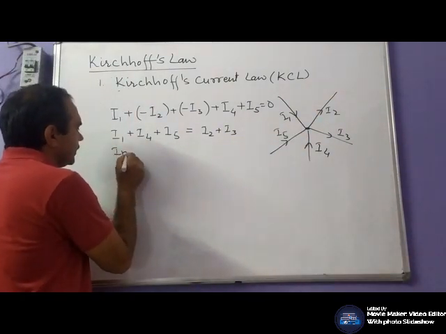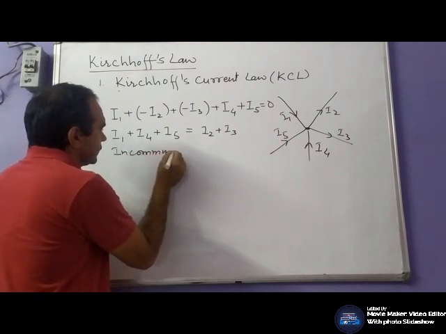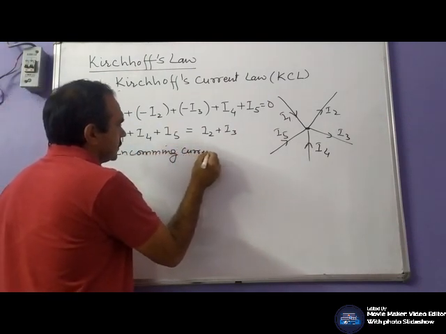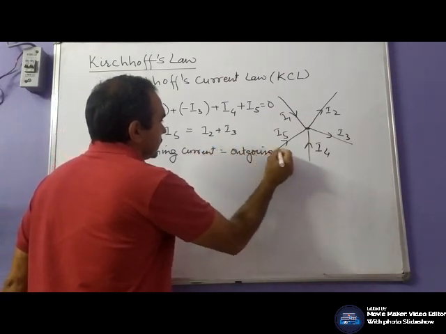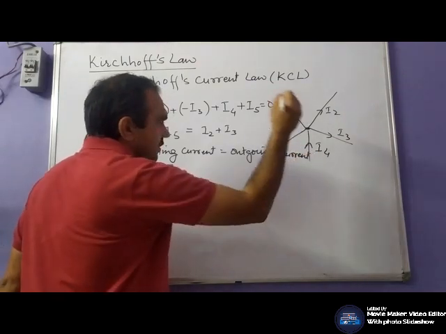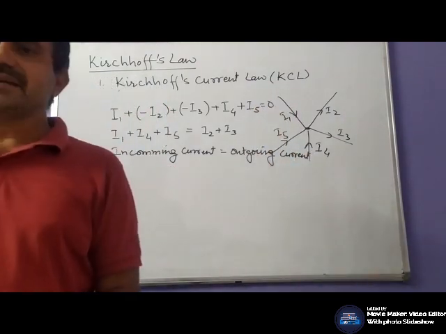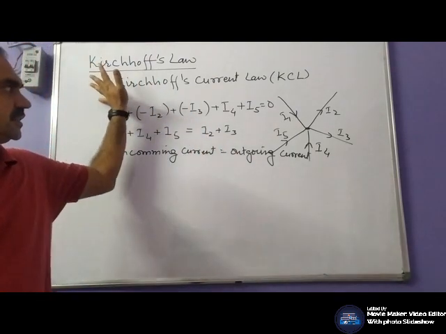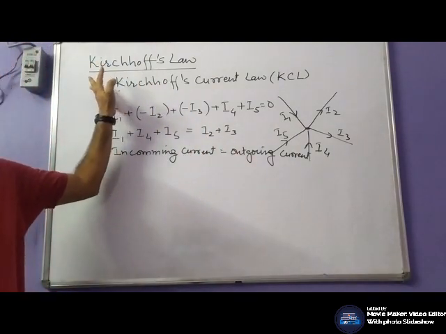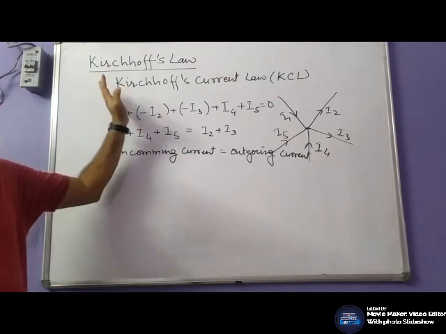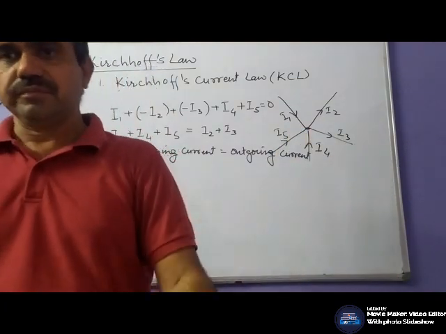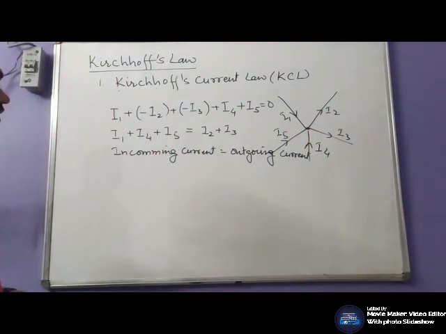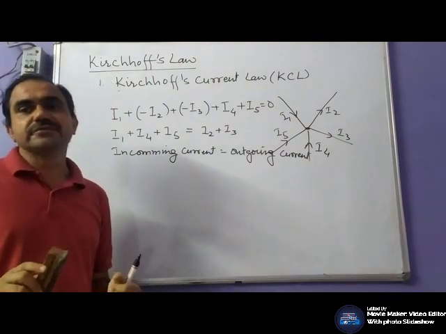So incoming current will be equal to outgoing current. Means whatever current comes in, the same amount goes out. This law states that incoming current would be equal to outgoing current, and we can say the algebraic sum of currents meeting at this particular point is 0. The next law is Kirchhoff's voltage law. That law is for voltage.